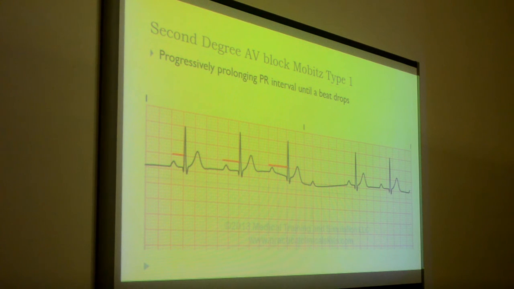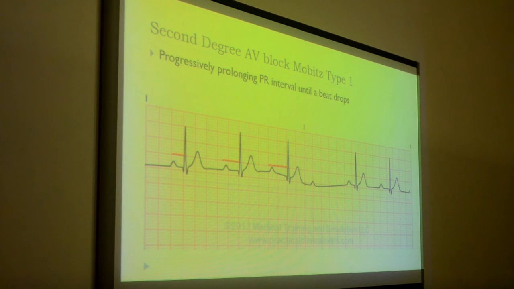The moment you start having skip beats, this is second degree block. If the PR interval is slowly getting longer before the beat skips, this is type 1, second degree block. If it's the same size, then it skips the beat, then this is type 2 second degree block.